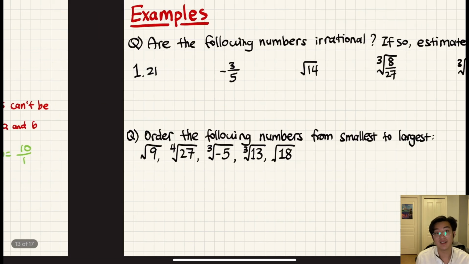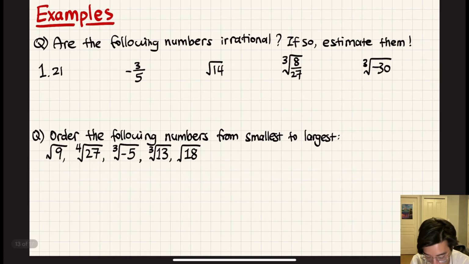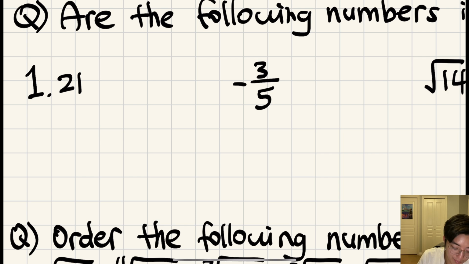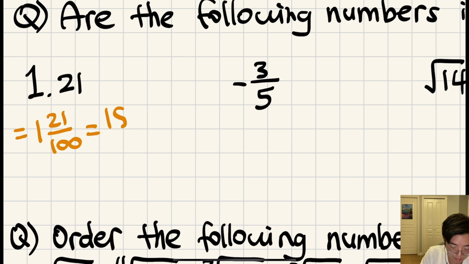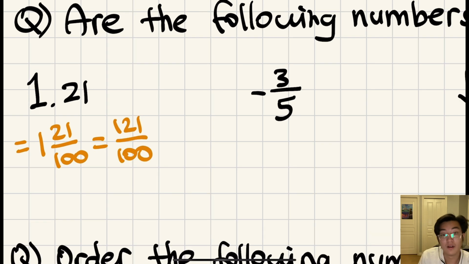So with that being said, let's do some examples. So we have a bunch of those numbers. Are the numbers irrational? And if they are, can we try to estimate them? So coming up, 1.21, right? So right off the bat, that one is definitely rational because it's just like a nice small decimal. The decimal does not repeat, does not go on forever. So if we really want to convert it, 1.21 is just 1 and 21 over 100, which is 121 over 100. All right, which means that it is rational.